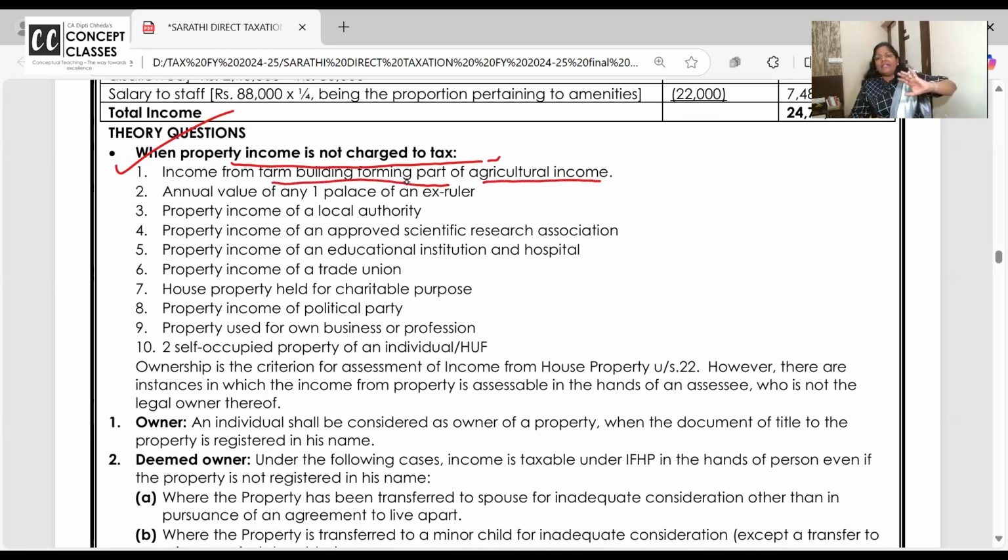I am not doing agricultural income. I am not giving it on rent to a farmer. I am using it as a pump house, outhouse, and I am giving it on rent. Exempt. Annual value of one of the palaces of an ex-ruler.